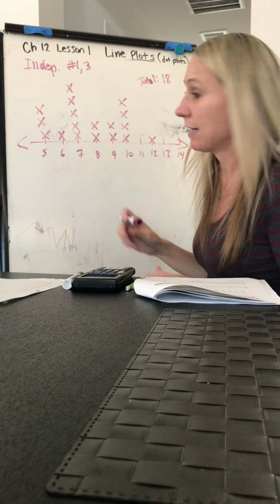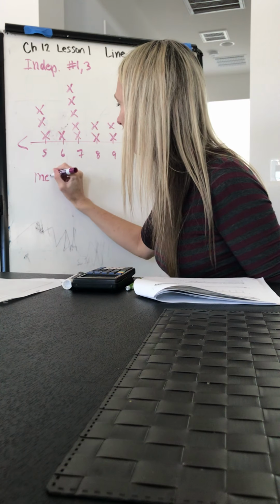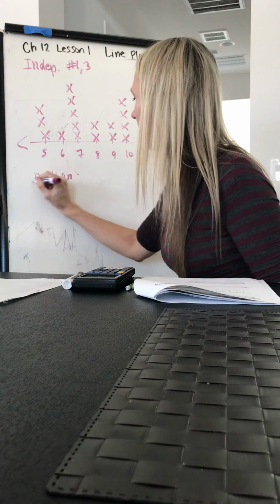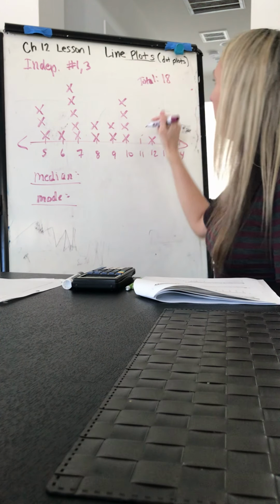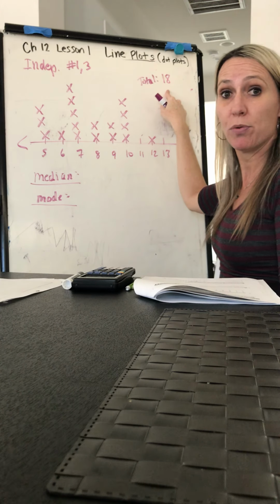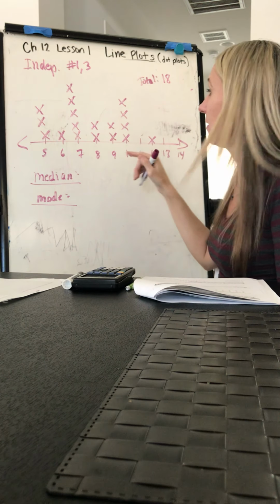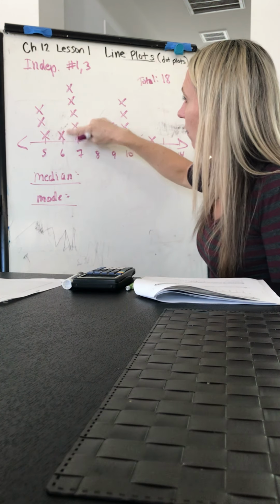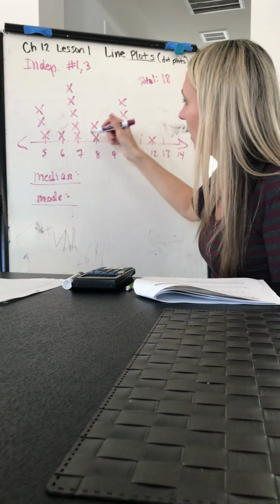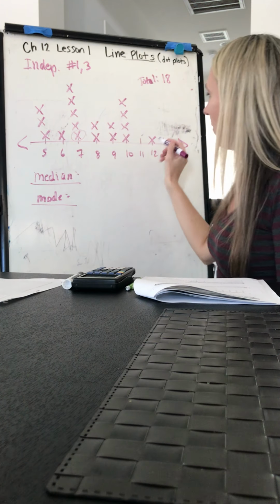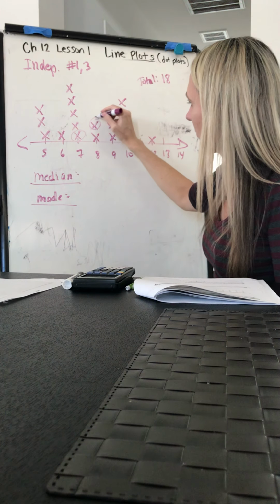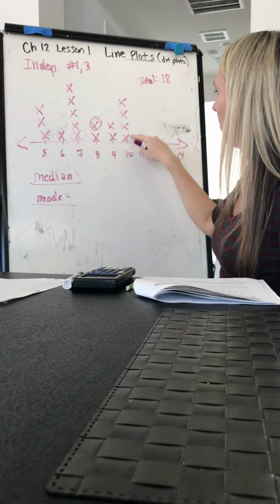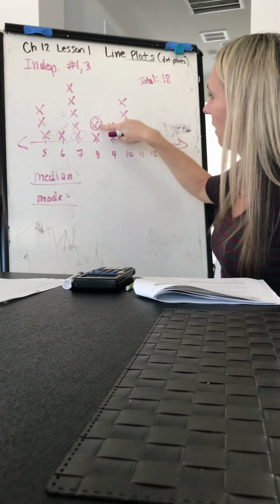Then let's find the median and the mode. So the median, we're going to find the middle number. And the mode's the one that occurs most often. So the middle number, if there's 18, it's going to be between the 9th and the 10th X. So 1, 2, 3, 4, 5, 6, 7, 8, 9. Here's the 9th one. And if you came this way, the 10th one's right here. If you came this way, 1, 2, 3, 4, 5, 6, 7, 8, 9.